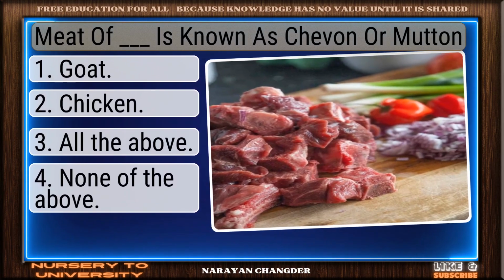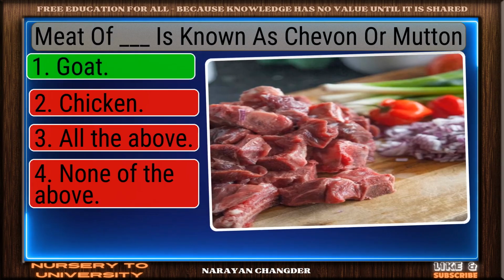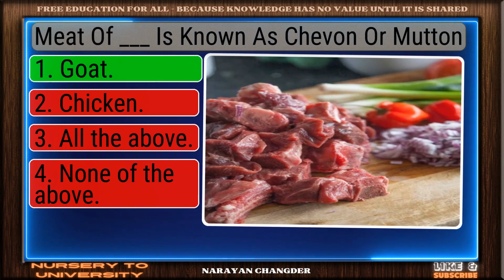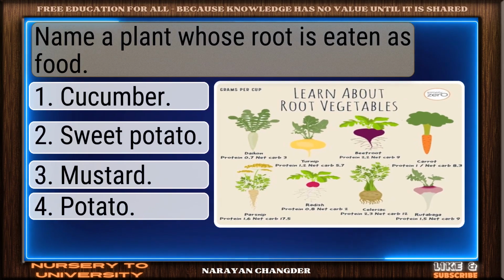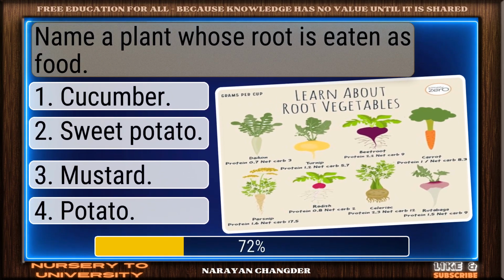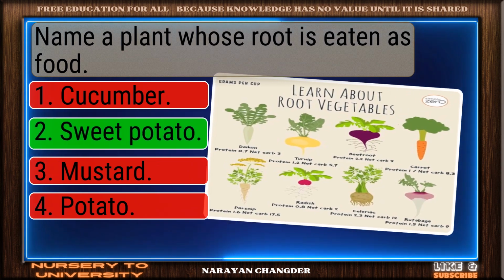Meat of dash is known as chevon or mutton. Strong choice. Goat is the right answer. Name a plant whose root is eaten as food. Nicely done. Sweet potato is a solid answer.